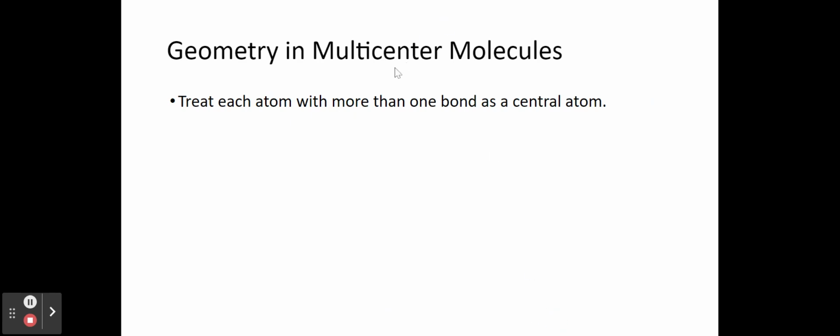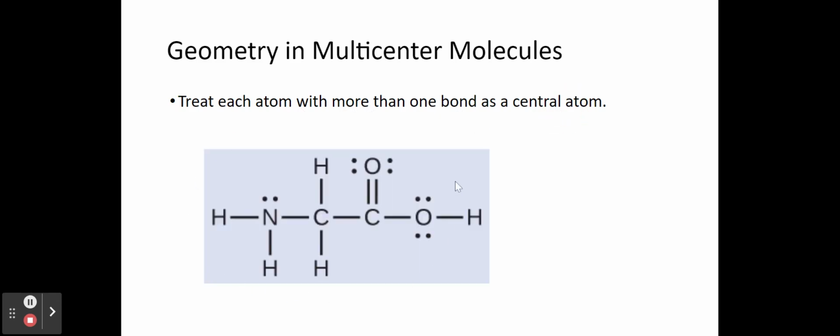So what happens if we have more than 1 atom in the center of our molecule? We would treat each atom with more than 1 bond as a central atom. Here's an example. Hydrogen here wouldn't be considered a central atom because it's only bonded to the nitrogen. Oxygen wouldn't be considered a central atom because it's only bonded to the carbon, but the nitrogen and the carbon and the oxygen would be considered central atoms, and we would have to identify the geometry around each of those structures.